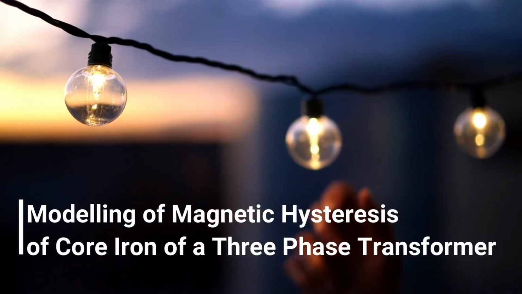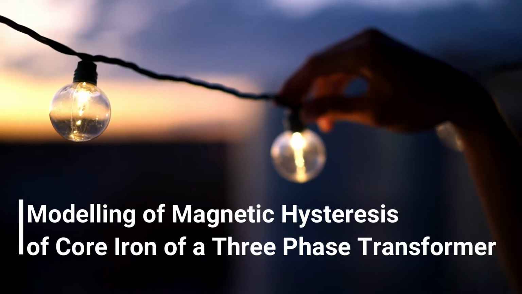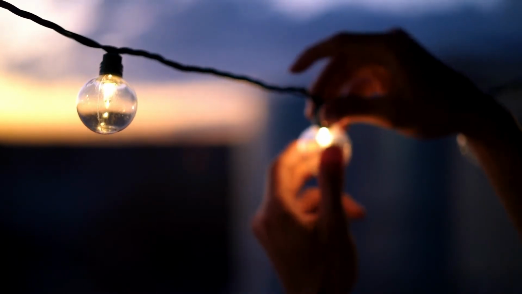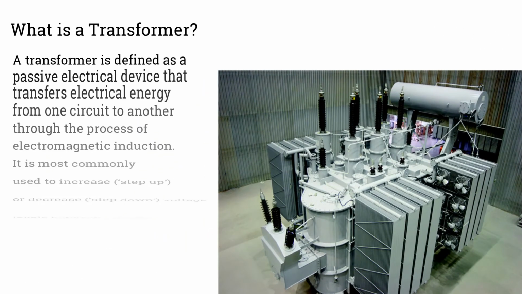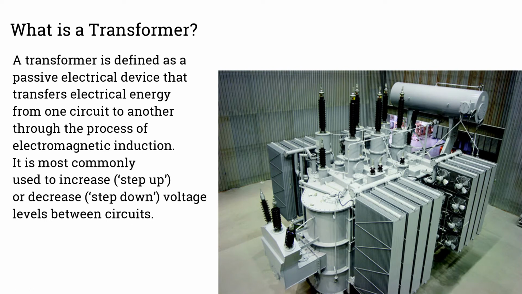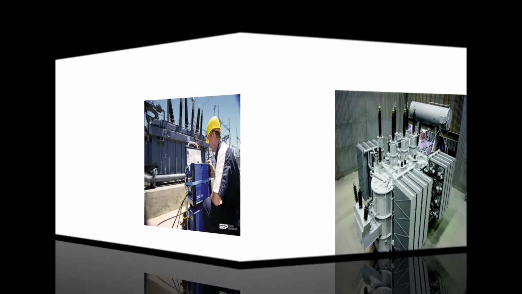Modeling of magnetic hysteresis of core iron of a three-phase transformer. A transformer is defined as a passive electrical device that transfers electrical energy from one circuit to another through the process of electromagnetic induction. It is most commonly used to step up or step down voltage levels between circuits.